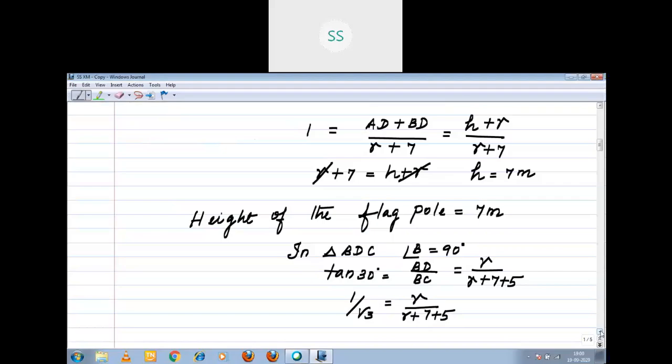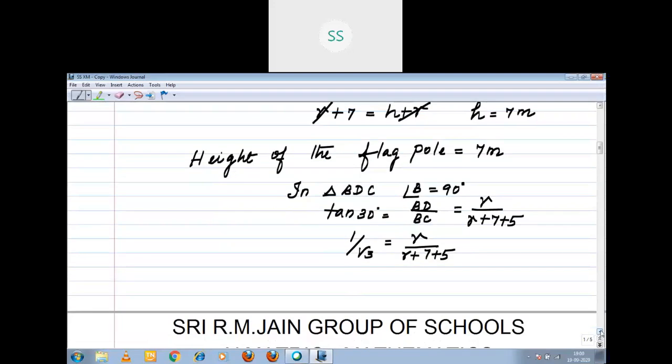BD is nothing but R plus 7 plus 5. Now tan 30 degrees, which is 1 by root 3, equals R divided by R plus 7 plus 5. You should understand, so I am going slowly, children. You have to listen carefully. Be attentive in the class, right?